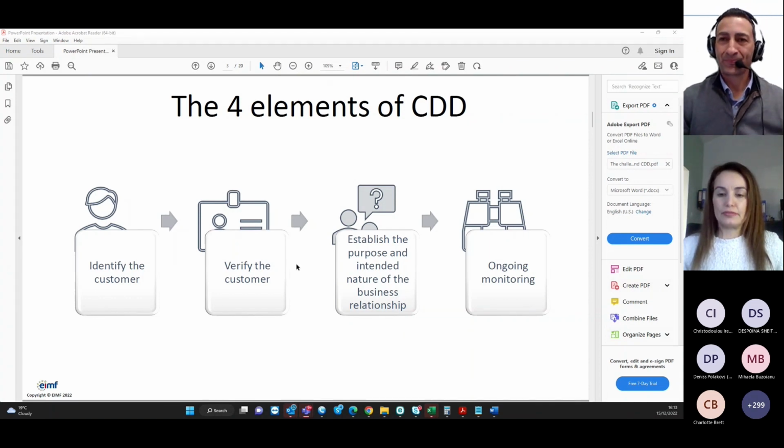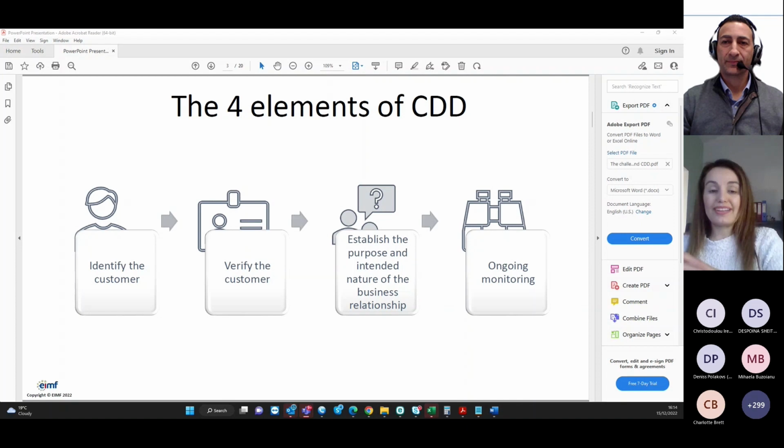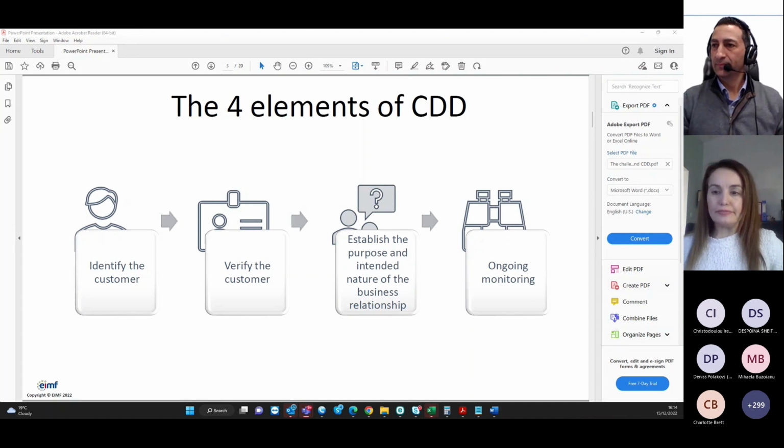No problem. So we are here at the 4 elements of CDD. Here is where we identify the customer, we verify the customer information, we establish the purpose and intended nature of the business relationship, and then ongoing monitoring, both for the customer and regarding the transactions conducted by the customer. So next slide, Panagiotis.